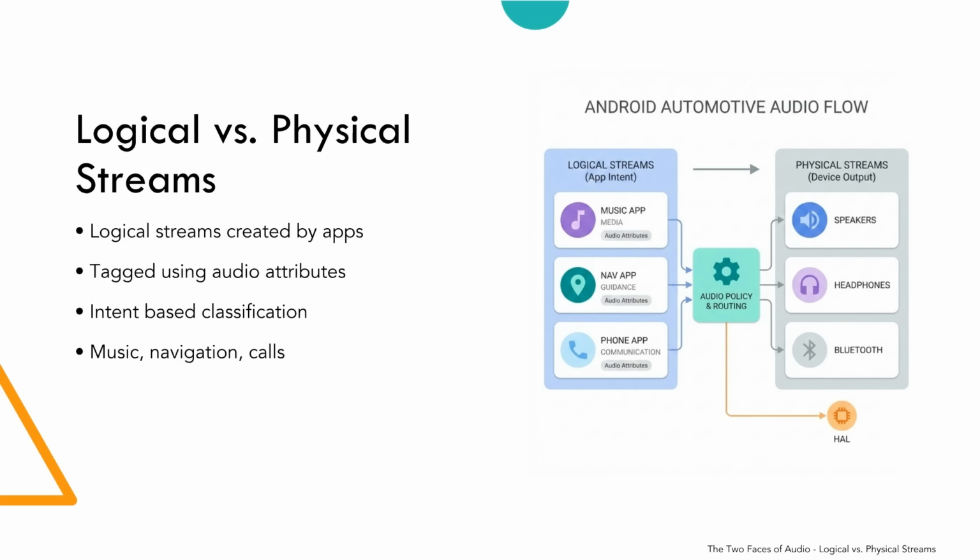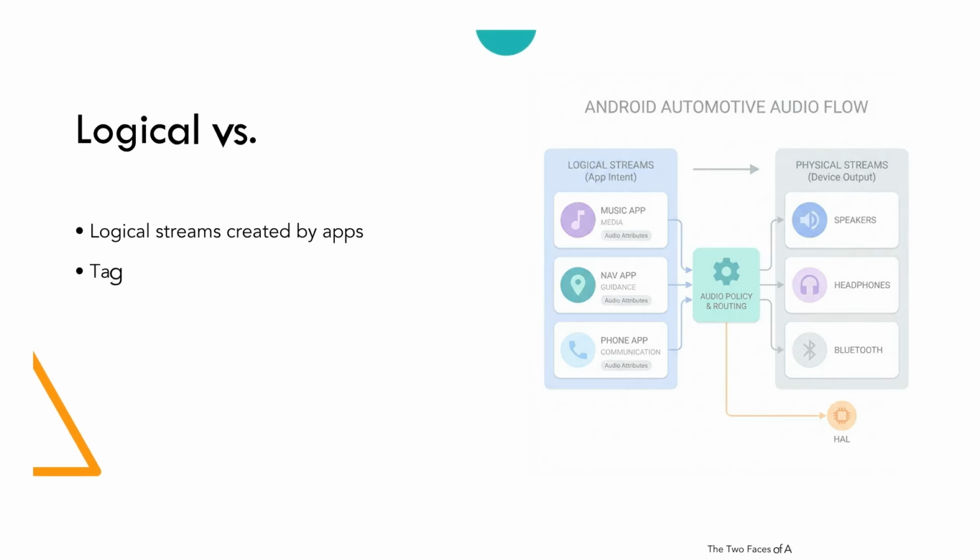A logical stream is created when an application wants to play sound. For example, a music app or a navigation app creates a logical stream. This stream is tagged with audio attributes. These attributes describe intent, such as music playback, navigation guidance, or phone communication. At this stage, Android clearly understands what kind of sound is being produced.